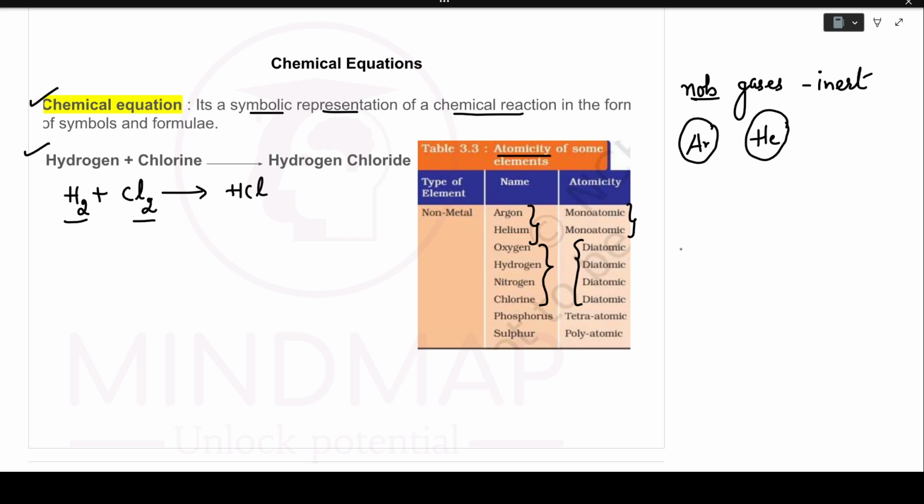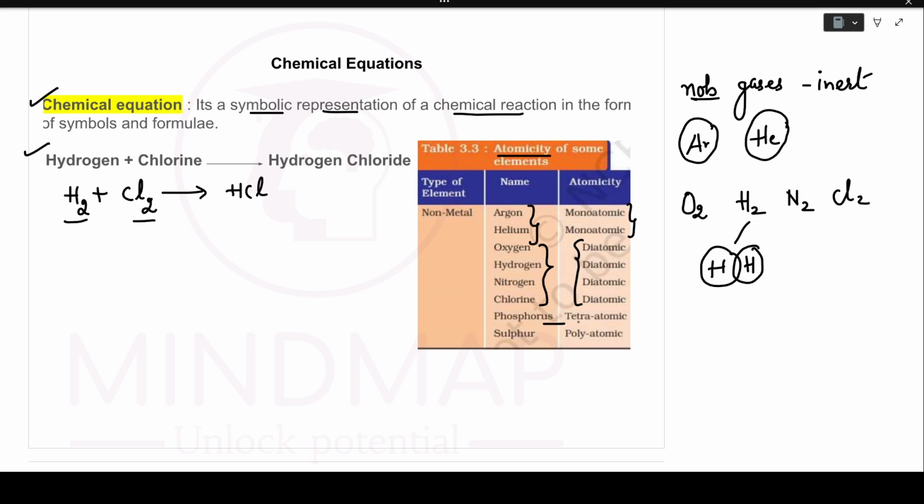Whereas if you see others like oxygen, hydrogen, nitrogen, chlorine, all these are diatomic elements. Diatomic means two. Like oxygen, you will not write O because it is diatomic, so you will write O2. Hydrogen H2, nitrogen N2, chlorine Cl2. This means that these elements do not exist in a free state. If you have hydrogen, an H atom and another H atom, they are combined. They are not free. Clear?